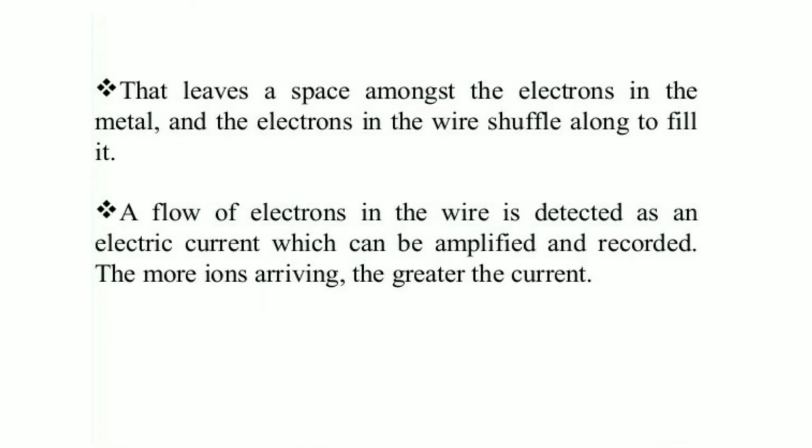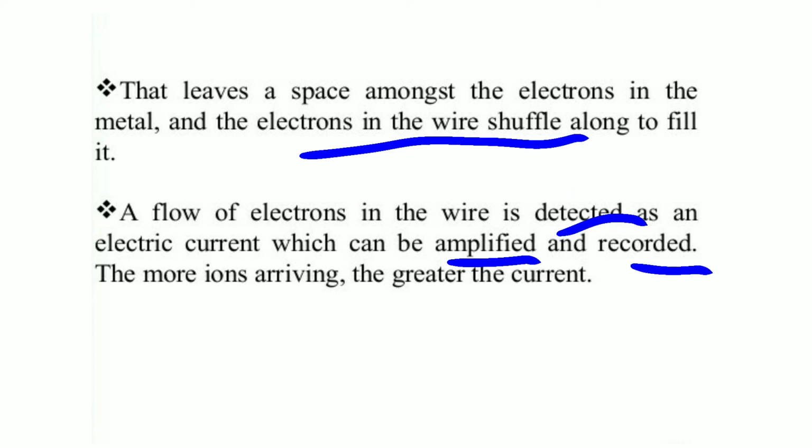Then that leaves a space among the electrons in the metal, and the electrons in the wire shuffle along to fill it. The flow of electrons in the wire is detected as an electric current, which can be amplified and recorded. The more ions arriving, the greater the current. The more ions arriving means more electrons are produced, and that's why a greater current will be formed.